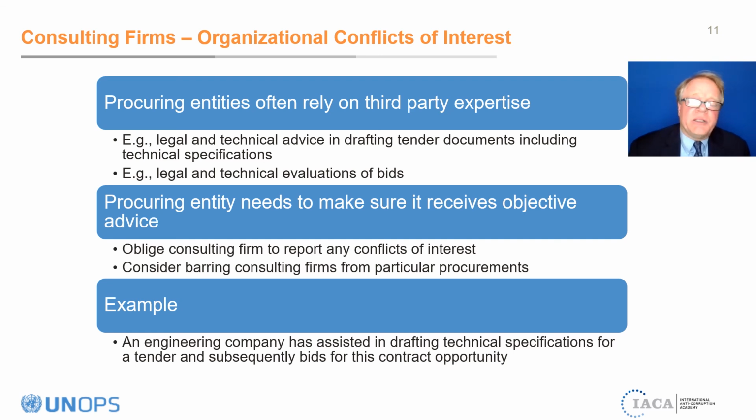This could mean obliging the consulting firm, for example, to report any conflicts of interest. It can also mean, if specific consulting firms might have ties to predictable bidders, barring consulting firms, saying that they're excluded from participating in particular procurements. An example is where an engineering company is assisted in drafting technical specifications for a tender and subsequently bids for this contract opportunity. That's a clear organizational conflict of interest.